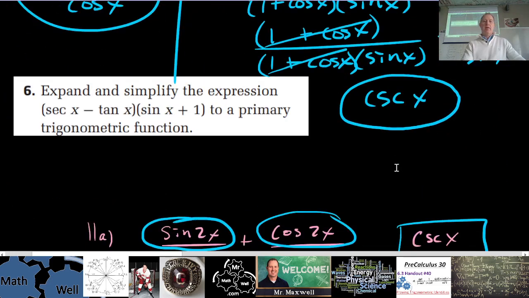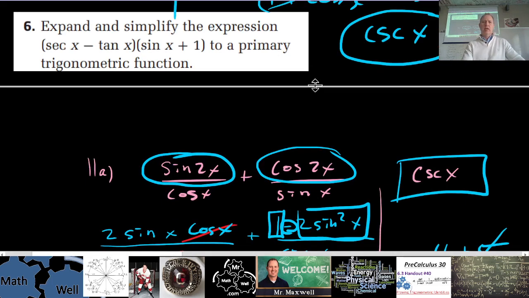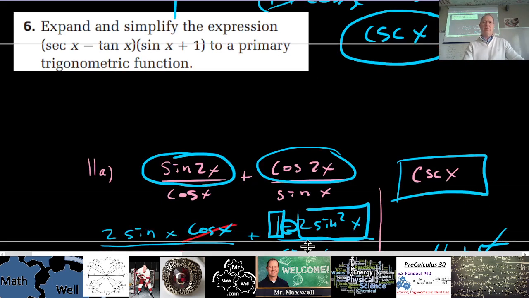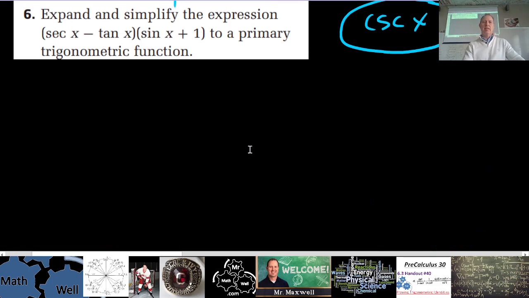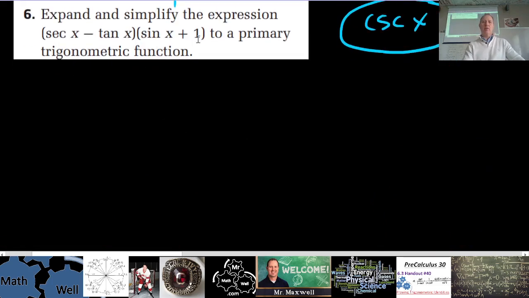Looks good. All right, how'd you do with number 6? I'd love to go over number 6 with you here, just real briefly. So this number 6 says expand and simplify the expression secant x minus tan x times sine x plus 1 to a primary trig function. So that's either sine, cos, or tan.